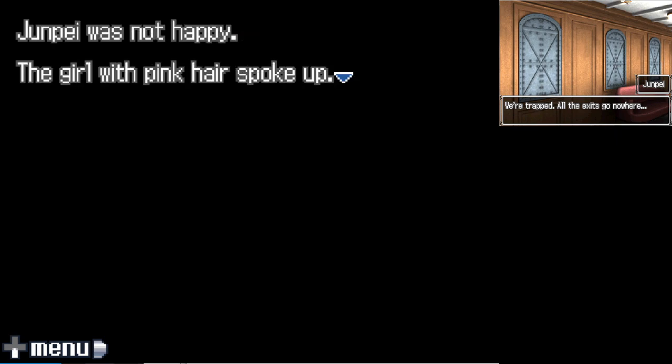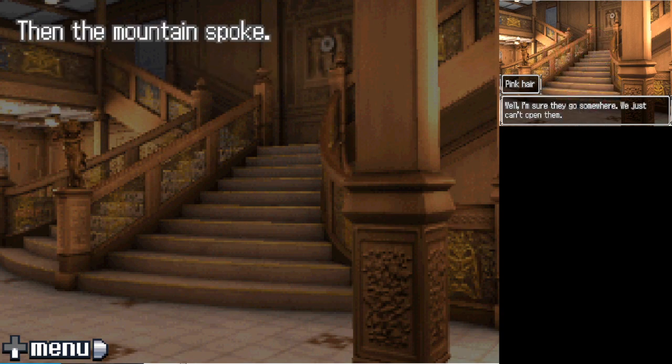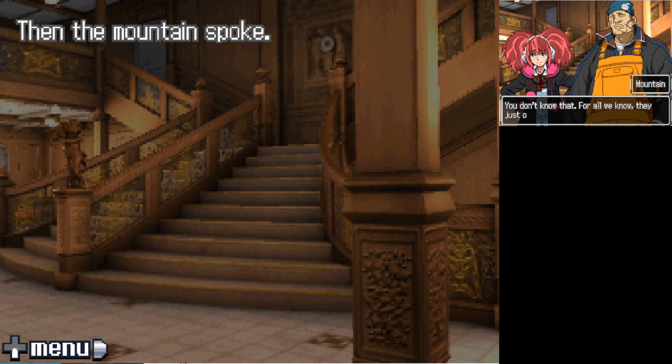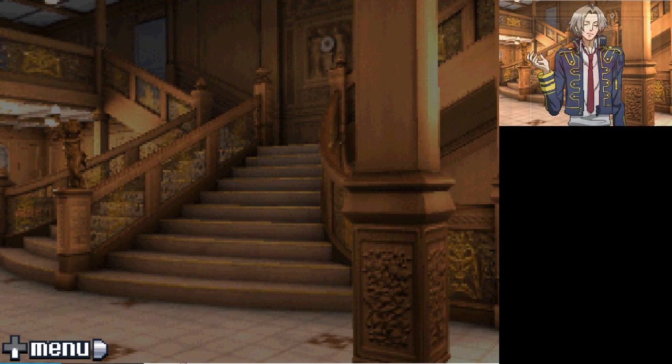Junpei was not happy. The girl with the pink hair spoke up. "I'm sure they go somewhere. We just can't open them." And the mountain spoke. "We don't know that. For all we know, they just open into walls or take us in circles." Prince did not agree. "I'm sure they go somewhere. Otherwise, what would be the point? We can open them. Well, two of them at least."